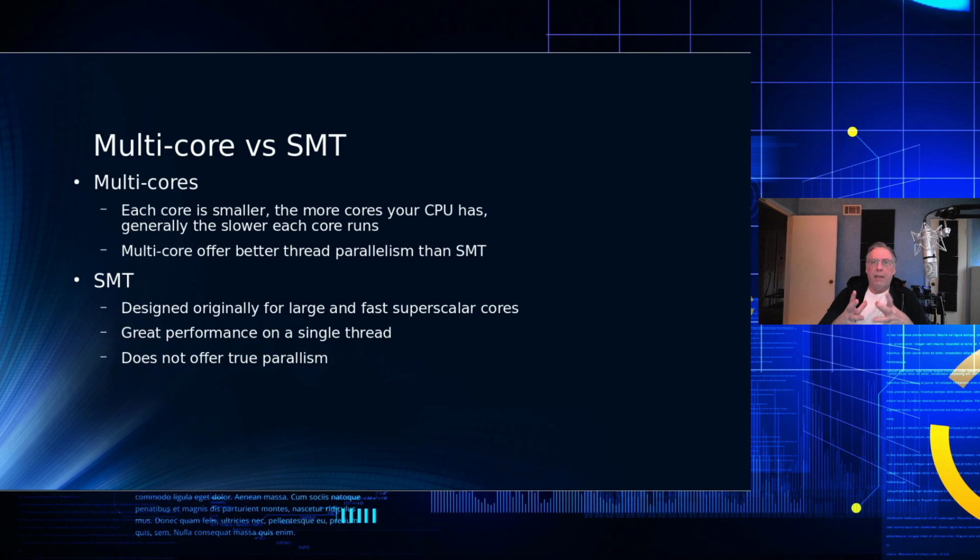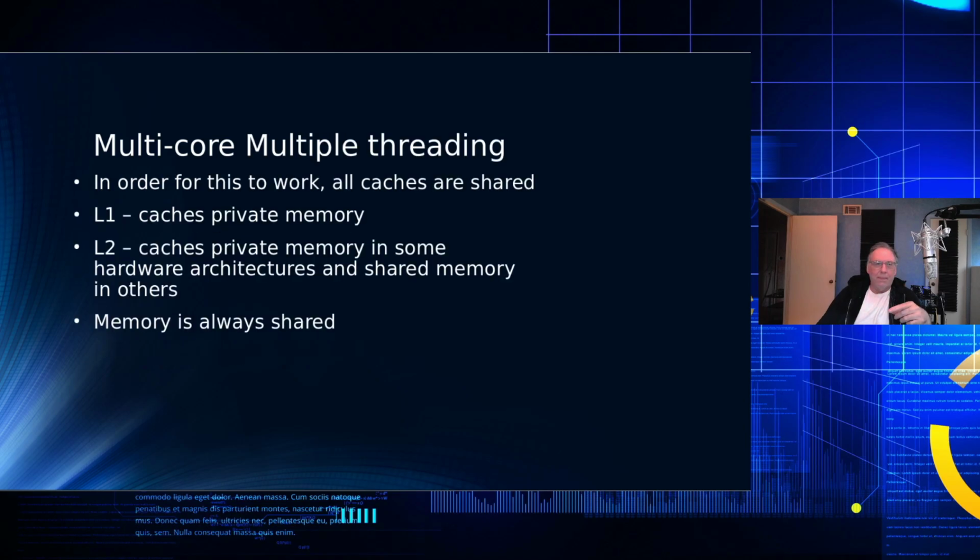SMT was originally designed for large and fast superscalar cores. That goes back to the Pentium 3, the Pentium 4. So yeah, it was a way to use a single core and allow threads to execute on the single core. They offer greater performance on a single thread than multi-cores do. However, they don't offer true parallelism, because once they're accessing a resource, they will block that resource from another thread using it. So, yeah, I mean, it's another tool in the box, right? Another tool in the box.